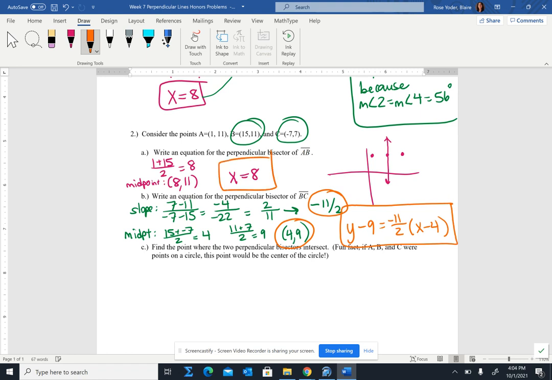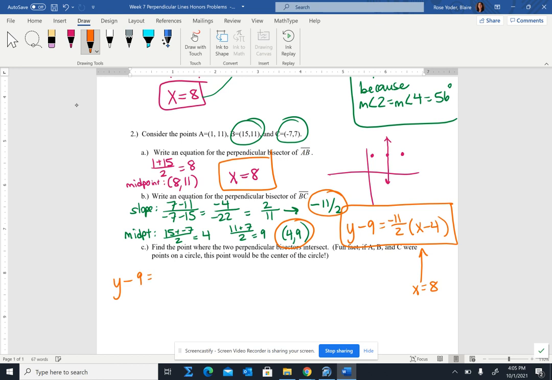So my first perpendicular bisector was x equals 8. My second perpendicular bisector was that equation in point slope form. And then I want to see where they intersect. Where do they meet? So you would have to normally set up some sort of system of equations. But in this case, I can actually just plug in x equals 8. And whatever y value I get is going to be where they intersect. So I'm going to take this equation and just substitute in x equals 8.